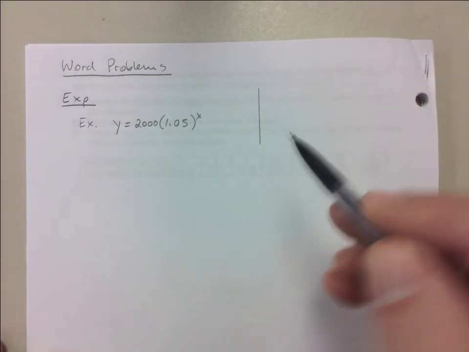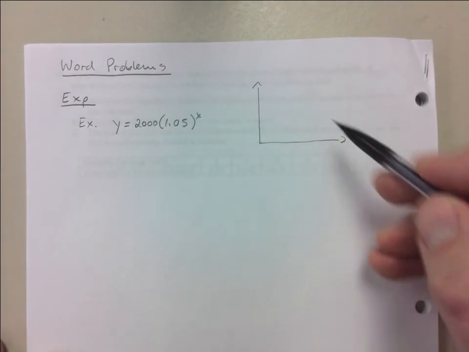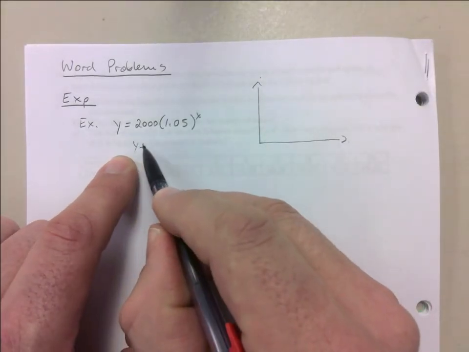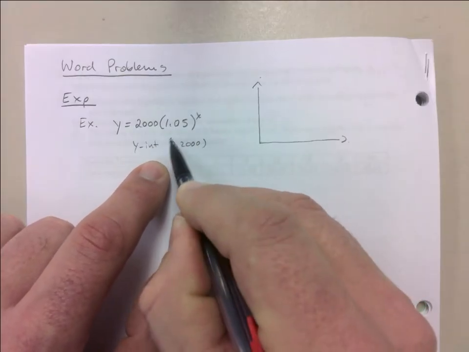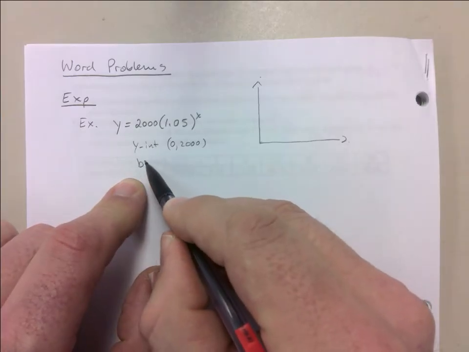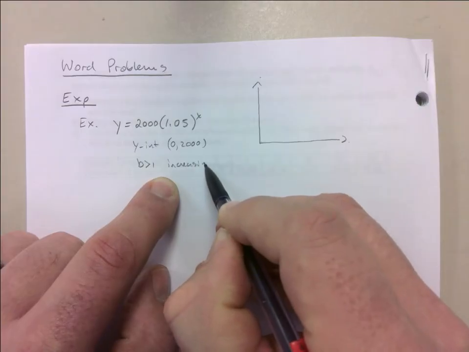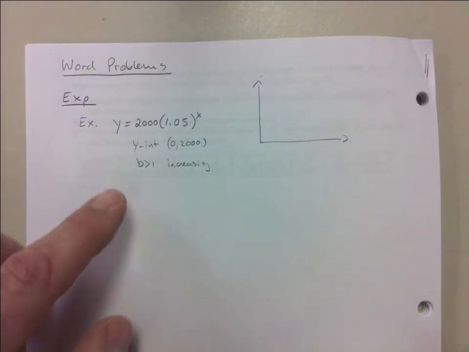This is not a pretty graph, okay? I'm just letting you know. You have to have labels. But your y-intercept is (0, 2000), and b is greater than 1, so it's increasing. So this is even just to match an equation to a graph, right? This would be very helpful.